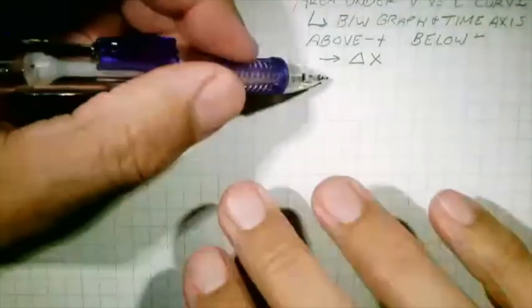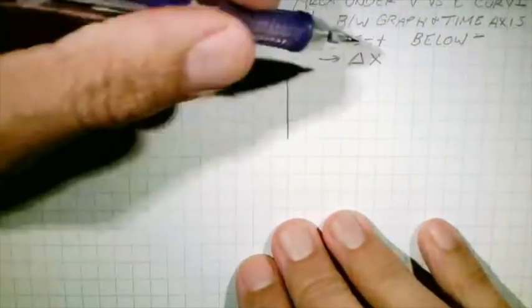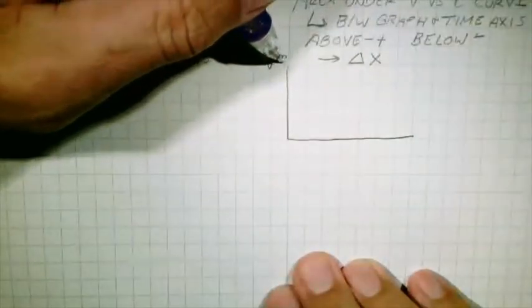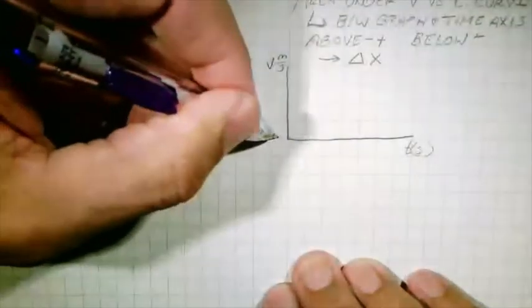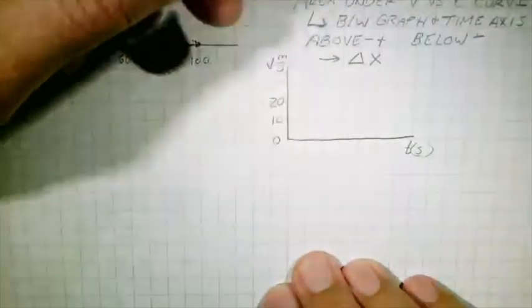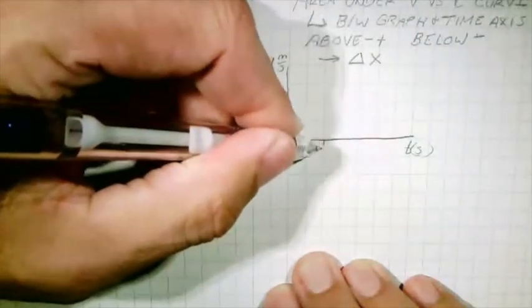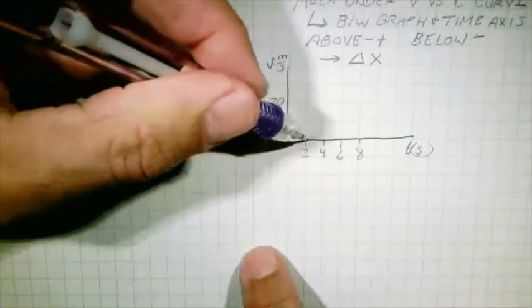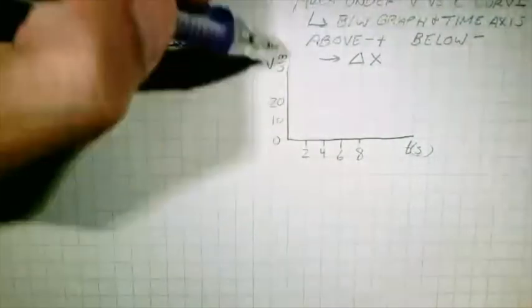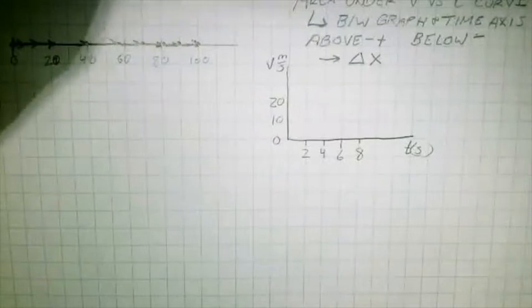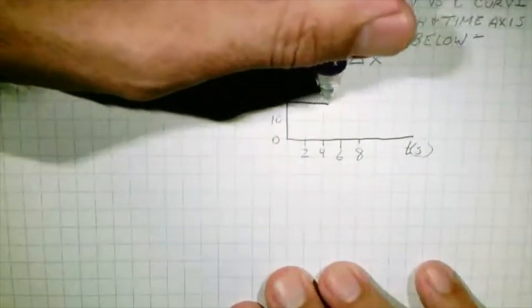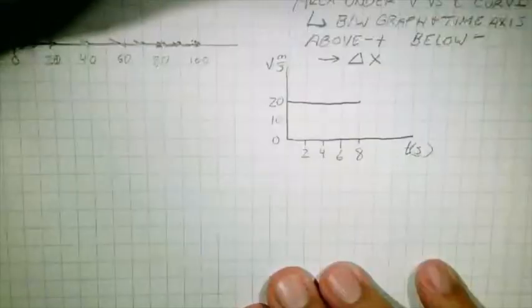I'll give you an example. If we have an object traveling at a constant velocity, here's the velocity in meters per second. Here's the time in seconds. And let's say 0, 10, 20 meters per second. 2, 4, 6, 8. I almost never have 1 as a unit just because I want to make sure we get away from counting squares. Let's say it's going 20 meters per second for 8 seconds.